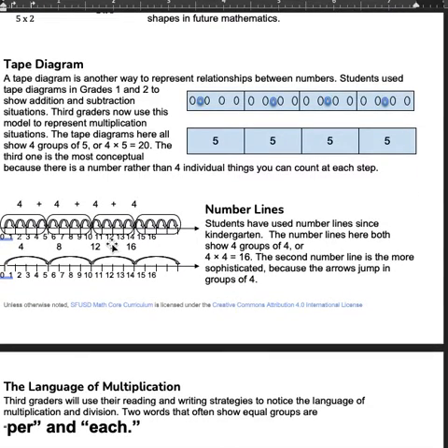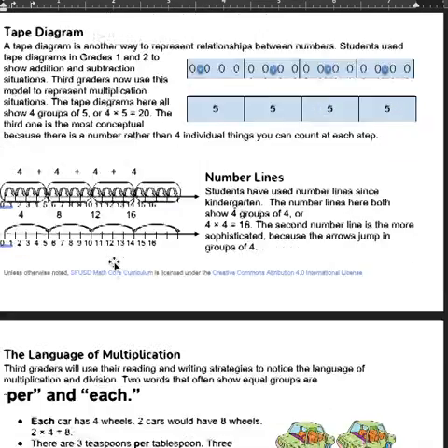Another strategy that we're going to see are number lines. You start at the number 0 and you have a specific amount of jumps you do. And those are groups. So for example, 4 times 4, you start at 0, you make 1 jump of 4. You make a second jump of 4, now you're at 8. You make a third jump of 4, you're at 12. And then you make a 4th jump of 4, and then you're at 16. This number line is a little bit messed up.